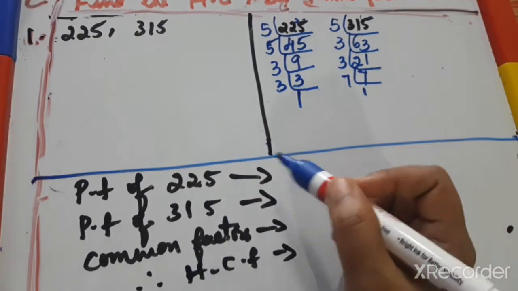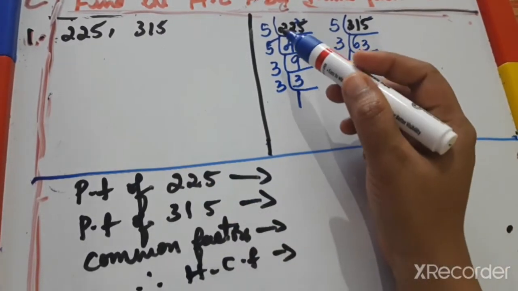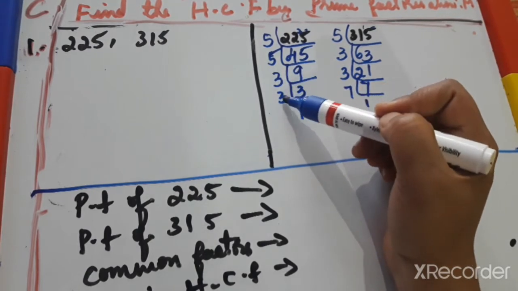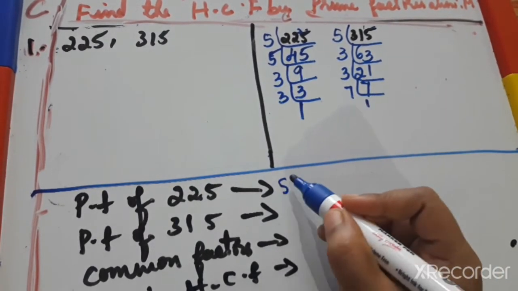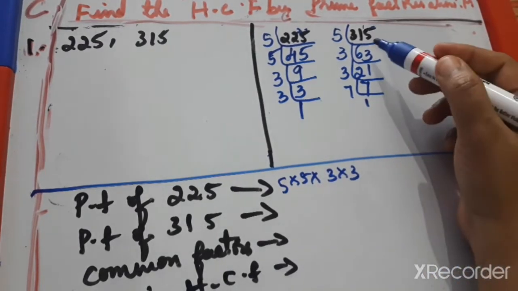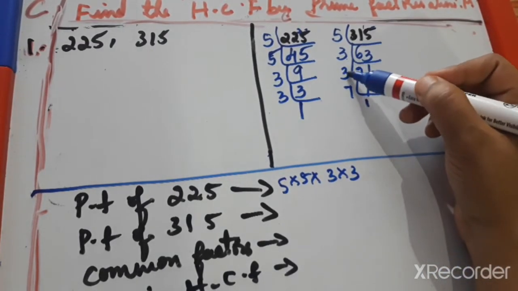Now prime factor of 225. What is the prime factor? 5 into 5 into 3 into 3. Prime factor of 315, 5 into 3 into 3 into 7.